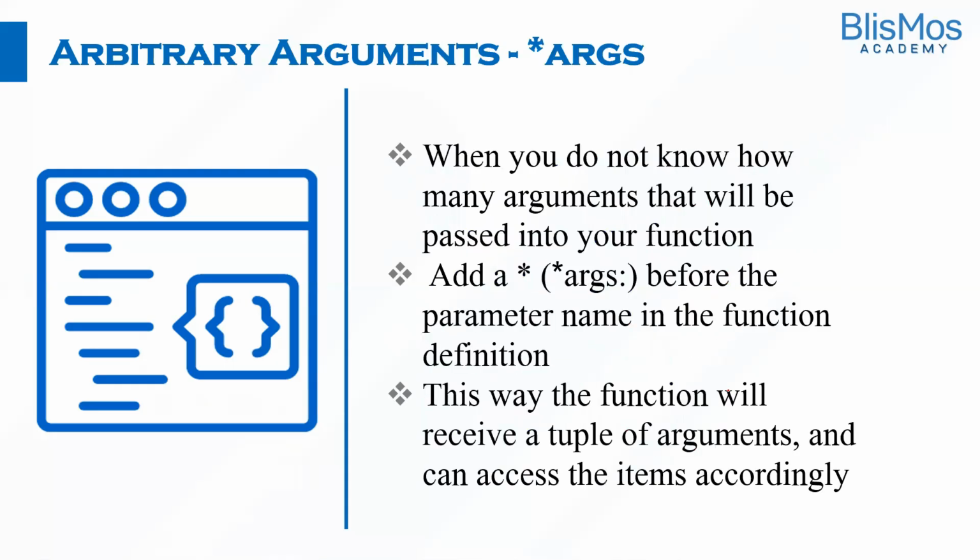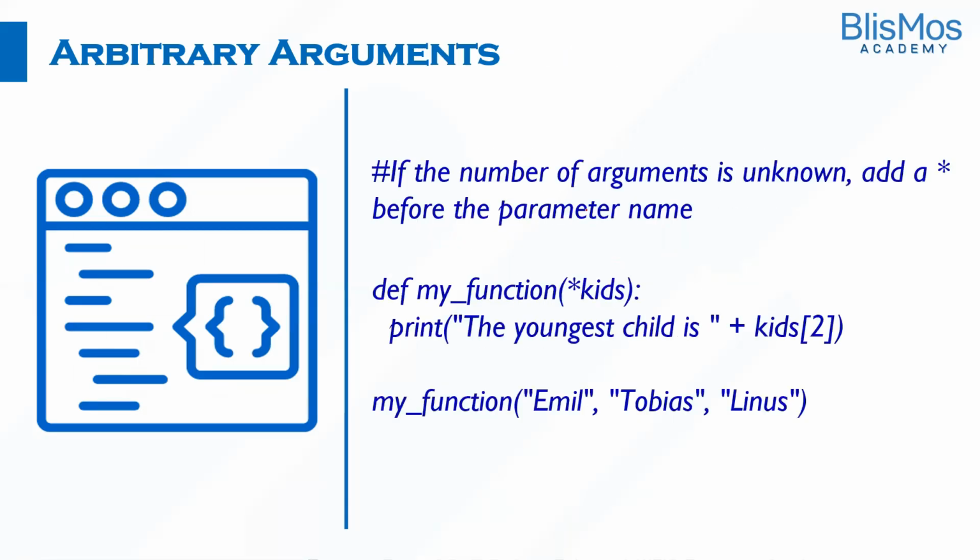Wonderful, isn't it? Sometimes it so happens that you don't know how many arguments you will pass. In that case, you can add star arguments as a part of your function. That way, whatever item you want to access from that function, you can easily do that when you execute the function. In this case, instead of just providing kids, I am providing it as star kids. And then my statement would be the youngest child is kids[2].